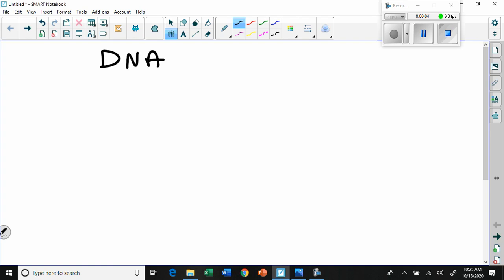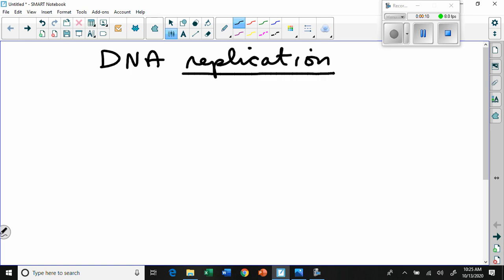DNA replication. How does a molecule of DNA produce a copy of itself? And we want to look at this from a biochemical standpoint.